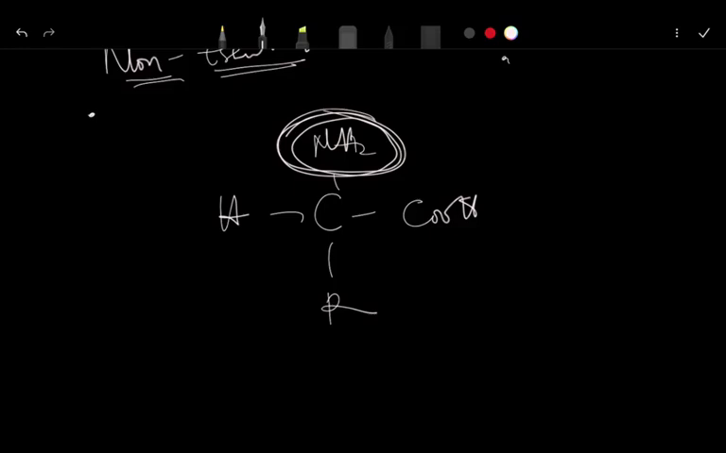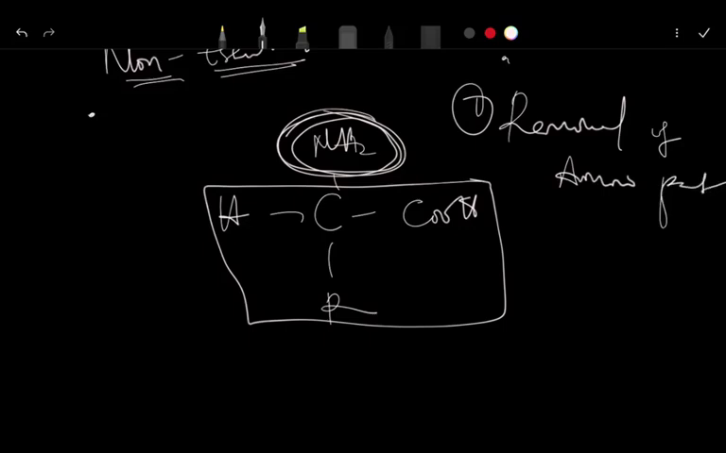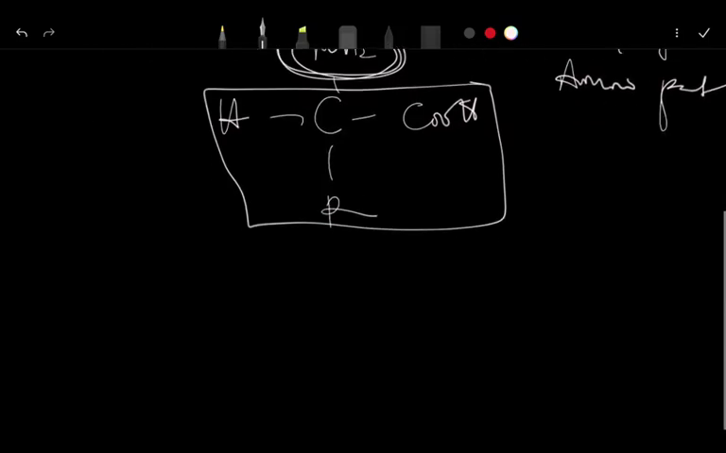Now when you remove this amine part from there, what you are left with is what we call the carbon skeleton. So what do I say is the first thing to do for you to break down any amino acid? You need to remove the amino group. Then what you are left with is the carbon skeleton. This carbon skeleton has two fates.